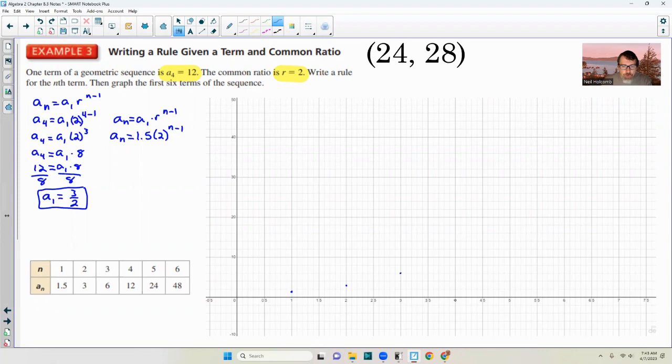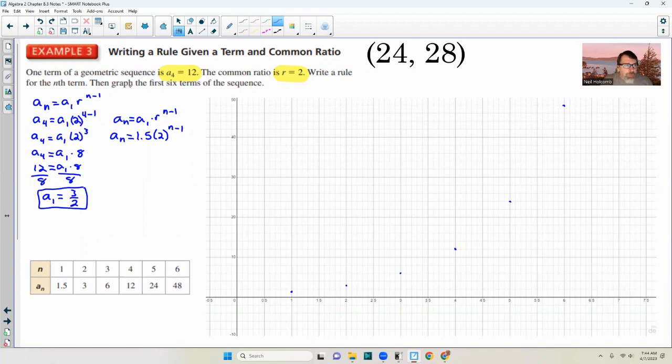Okay, go over to 4 and up to 12, which is here. Then 5, 24, and finally 6, 48. So as you can see, this is curving and going up because it's an exponential function. We have a variable exponent, so it's exponential growth. So there's the graph.